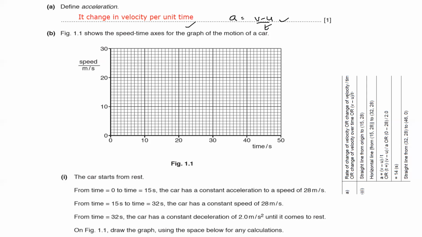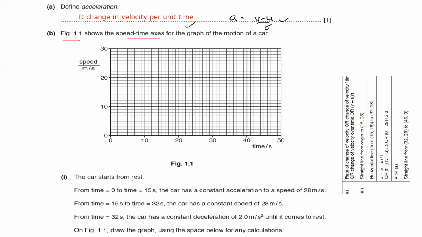Now the second type of questions related to this topic is about completing a graph. So one type of question is they will give you a graph and you have to do a calculation from the graph. The second one, you have to complete a graph from the information which is given. So in the question, figure 1.1 shows a speed time graph of the motion of the car.